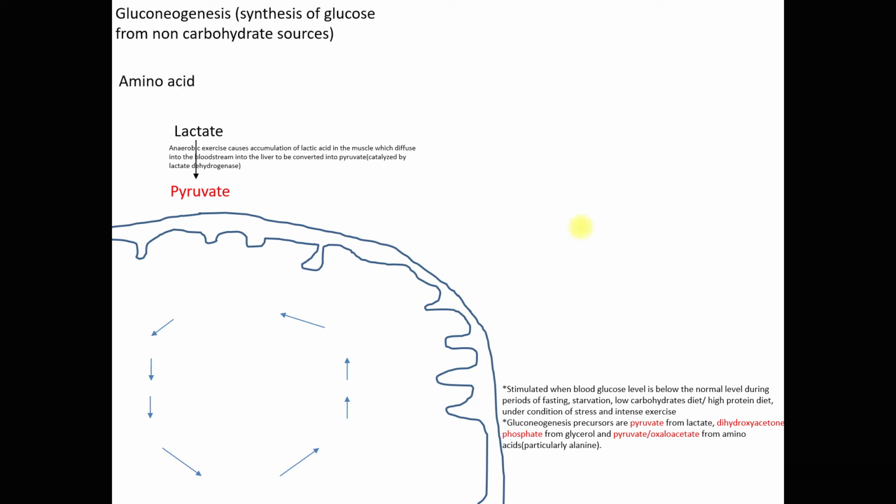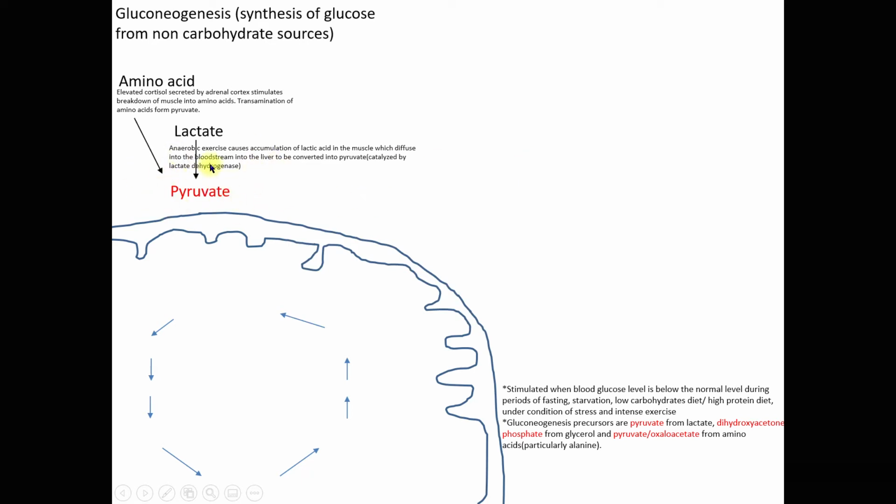Next, amino acids. As I mentioned earlier, in this condition there is elevated cortisol in the blood. This elevated cortisol is being secreted by the adrenal cortex, and the presence of this cortisol will stimulate the breakdown of muscle into amino acids. Then transamination of these amino acids forms pyruvate. Now we have pyruvate.